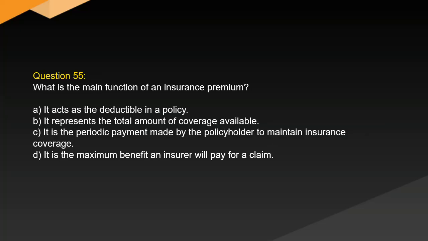Question 55. What is the main function of an insurance premium? A. It acts as a deductible in a policy. B. It represents the total amount of coverage available. C. It is the periodic payment made by the policyholder to maintain insurance coverage. D. It is the maximum benefit an insurer will pay for a claim.